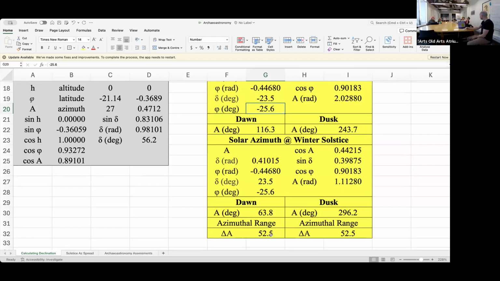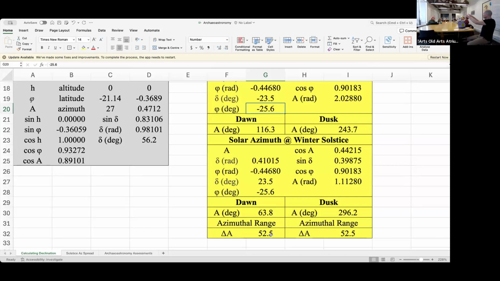What's the answer? Gets bigger. The azimuthal difference between summer and winter solstice, either at sunrise or sunset, is going to be the smallest where on the Earth? The equator. So raise your hand for the equator. Raise your hand for the poles. Raise your hand if you have no idea. It is the equator.